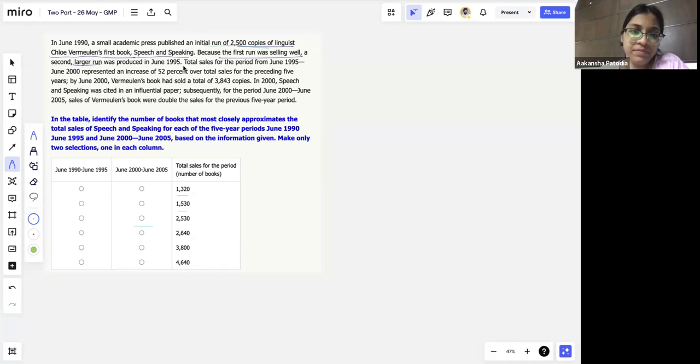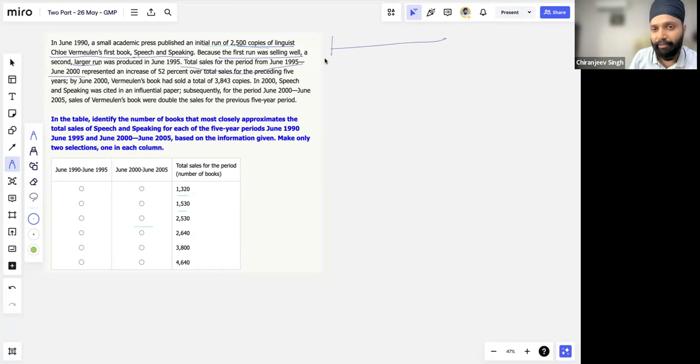Total sales for the period June 95 to June 2000. So this timeline should be clear in your mind. If you need the assistance of a pen, you can use it. But essentially, I'll be creating it in my mind: we started with June 1990, then June 1995, and now we are talking till June 2000, right?